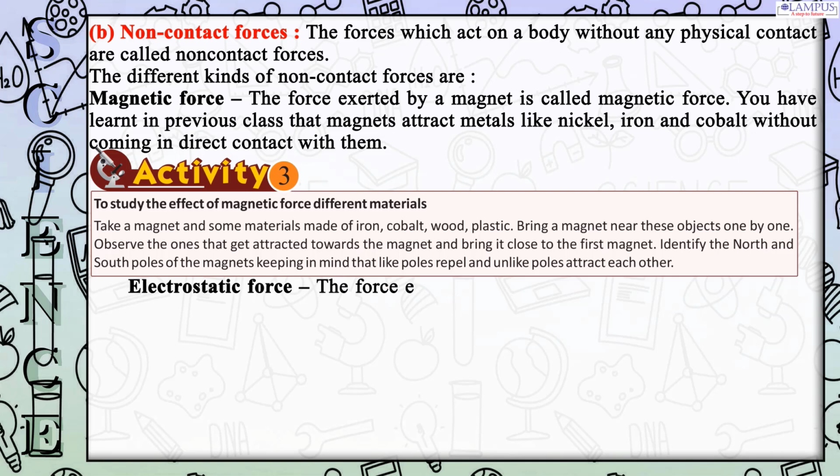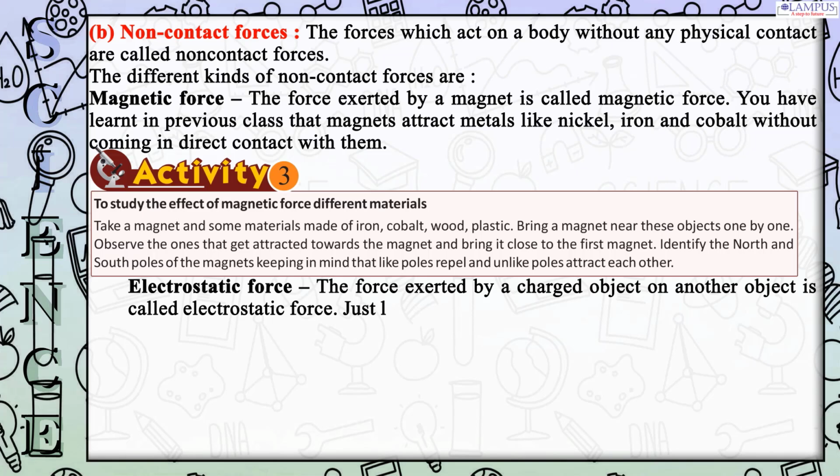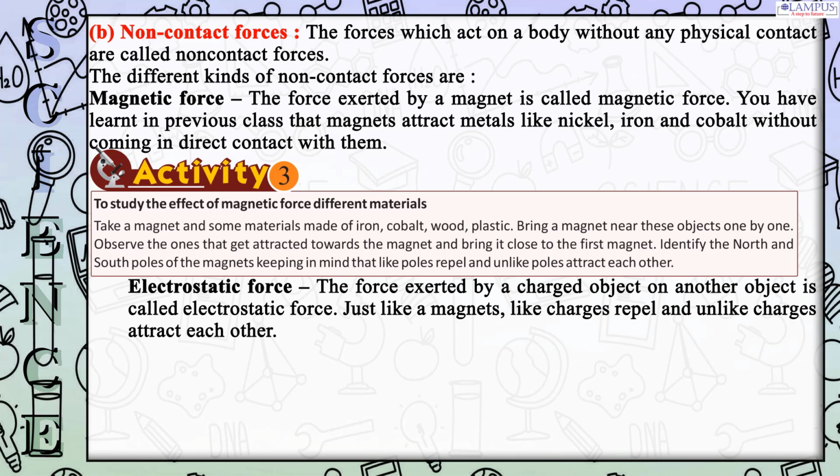Electrostatic force. The force exerted by a charged object on another object is called electrostatic force. Just like magnets, like charges repel and unlike charges attract each other.